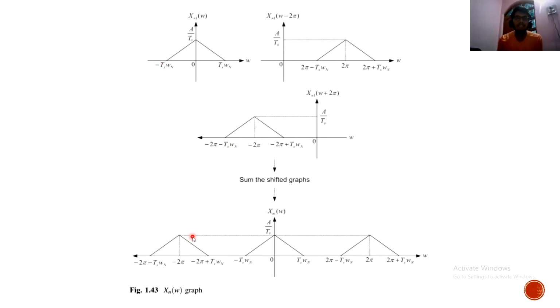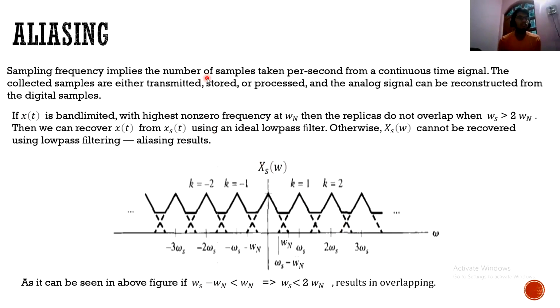The only difference between the plots in the frequency domain of these signals is that here we have an interval of 2 pi. Okay, in DTFT we have an interval of 2 pi. That's the only difference. Okay, now we will talk about aliasing.